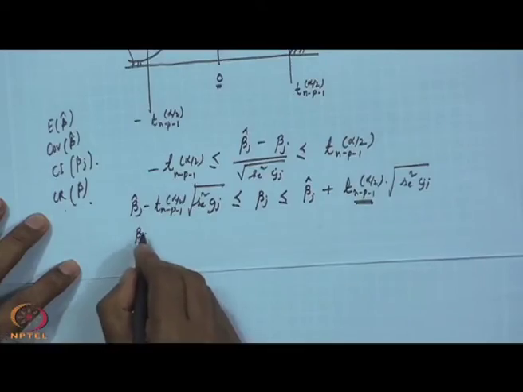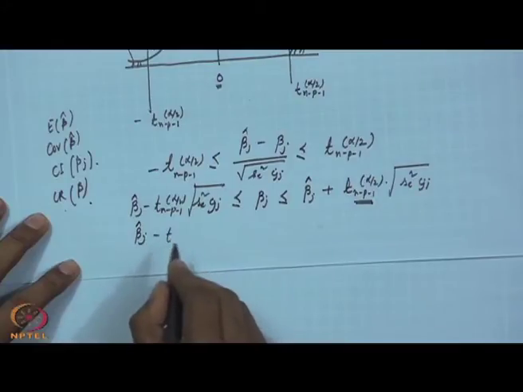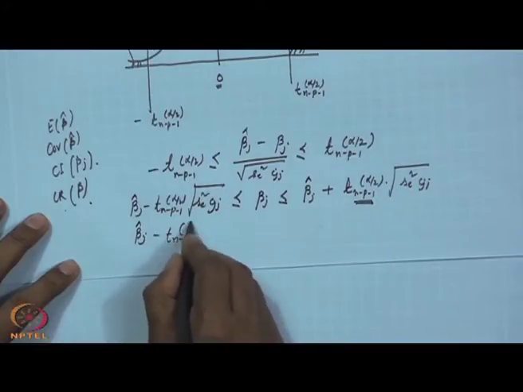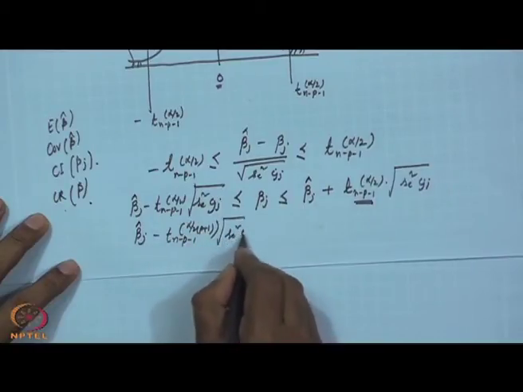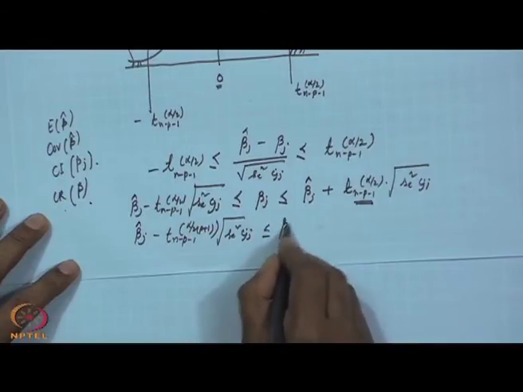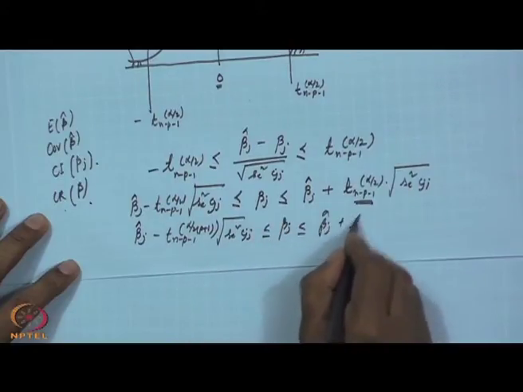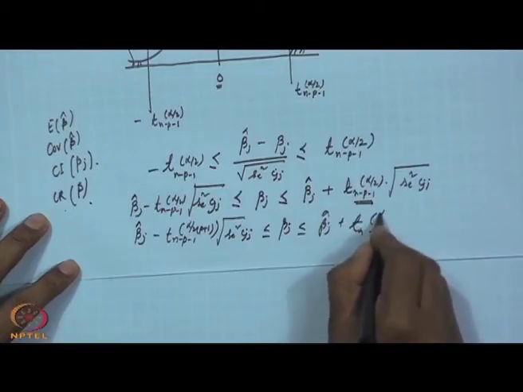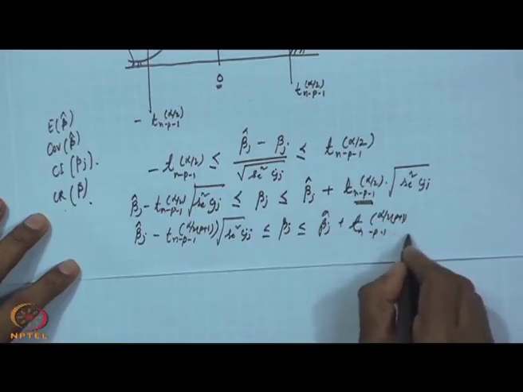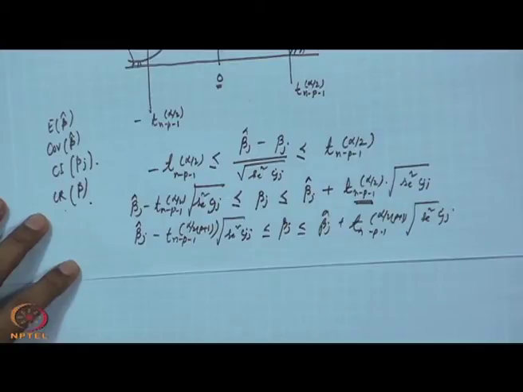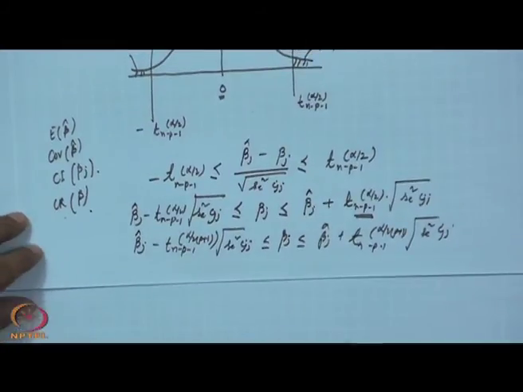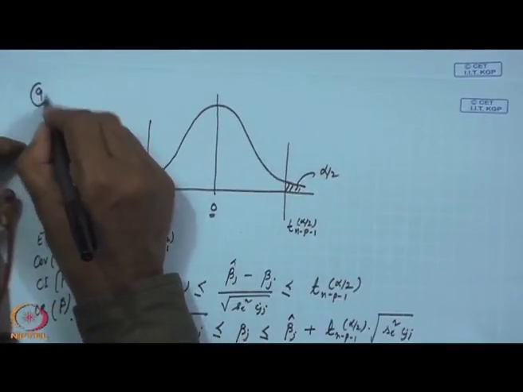So, that means this will be beta j cap minus t n minus p minus 1 alpha by 2 into p plus 1 square root of sigma cap square Cjj, less than or equal to beta j, less than or equal to beta j cap plus t n minus p minus 1 alpha by 2 into p plus 1 square root of sigma cap square Cjj. Okay. So, now let us solve one problem with this, whatever we have discussed so far. We will solve one problem.